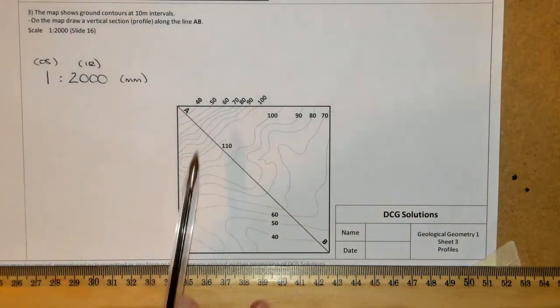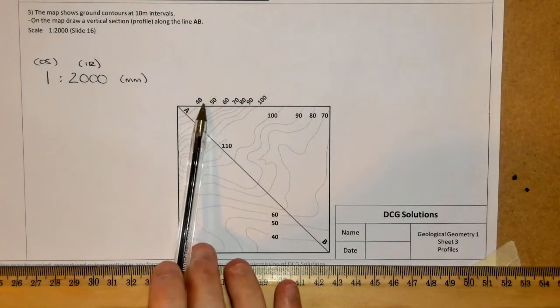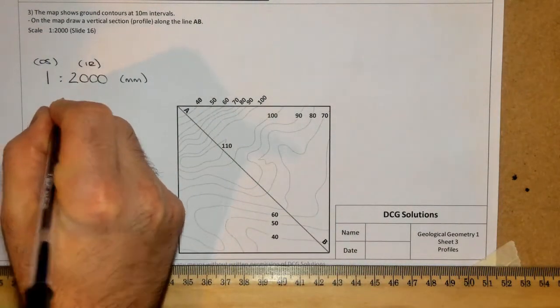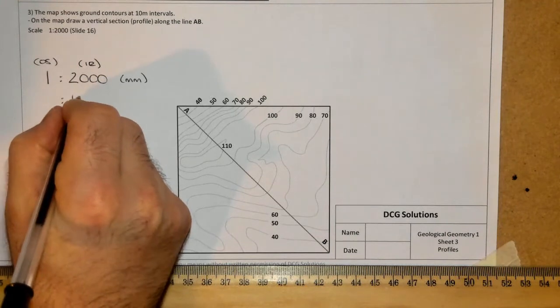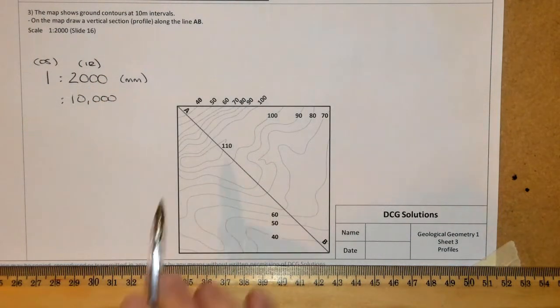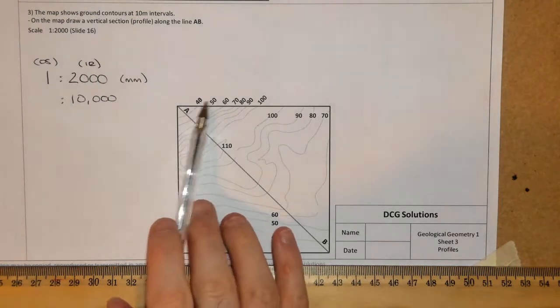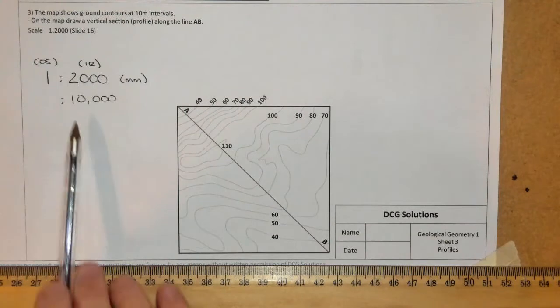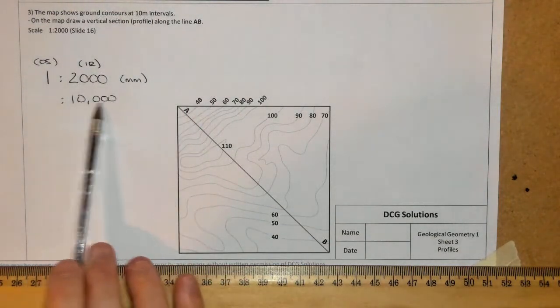Now, the distance between our contours is 10 meters. Another way of describing it is 10,000 millimeters. So the distance between our contours is 10 meters. That's the distance we're going to have to use to work out this over here. So 10 meters is 10,000 millimeters.